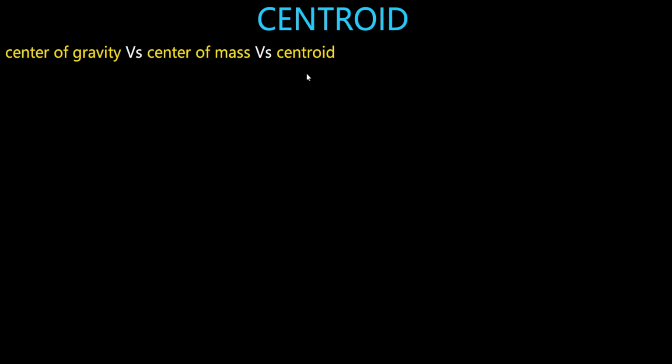So before starting centroid, we should know three things: what is center of gravity, what is center of mass, and what is centroid. These are the common things. There is a small difference between all of them. You will see these are used as alternative terms everywhere. Okay, you should know the actual meaning of all these. So I'm taking an example.